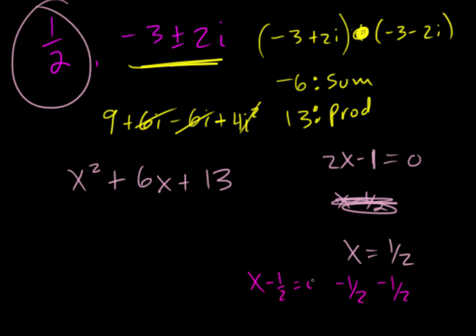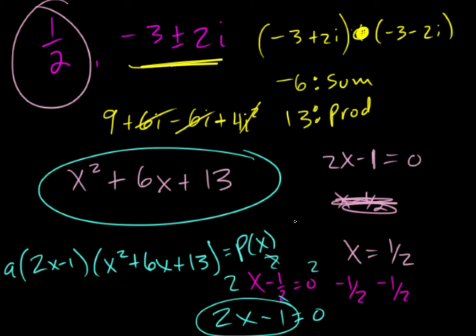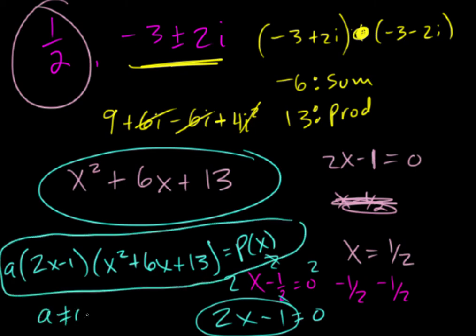And then if we want this to be a whole number, we could multiply everything by 2. That's going to give us 2x, the 2's will cancel, minus 1 equals 0. So the two factors that we have are these. We could multiply it out to get a full-blown polynomial, but it's okay just to leave it like this. Since it says any polynomial like that, we're just going to put an a out in front, and we'll say this is our polynomial. Of course, a cannot equal 0, because that would just make the whole thing go to 0.